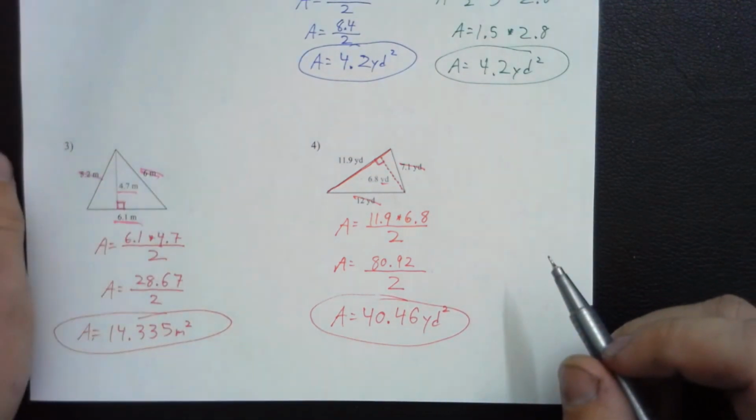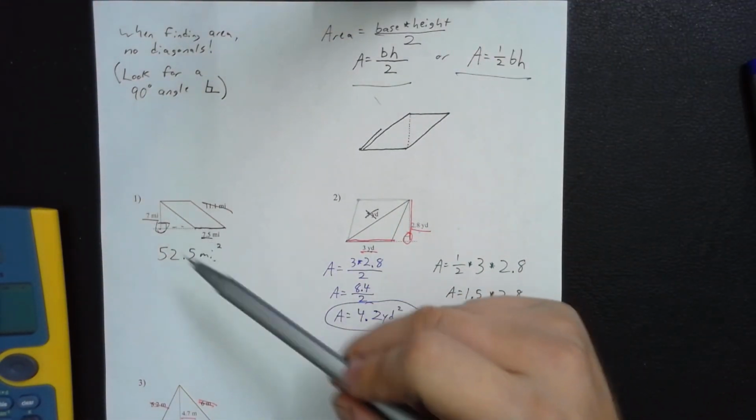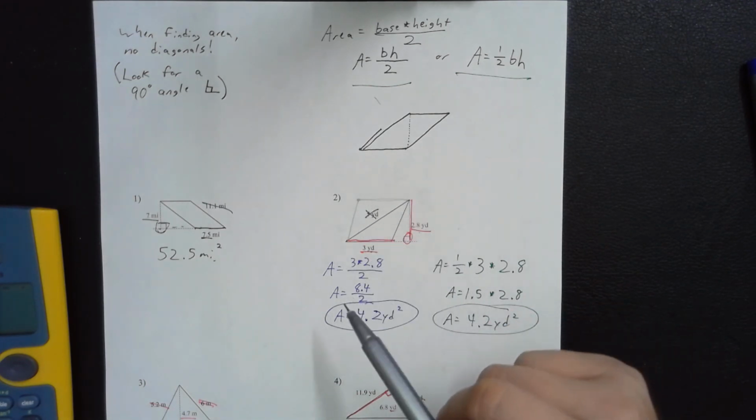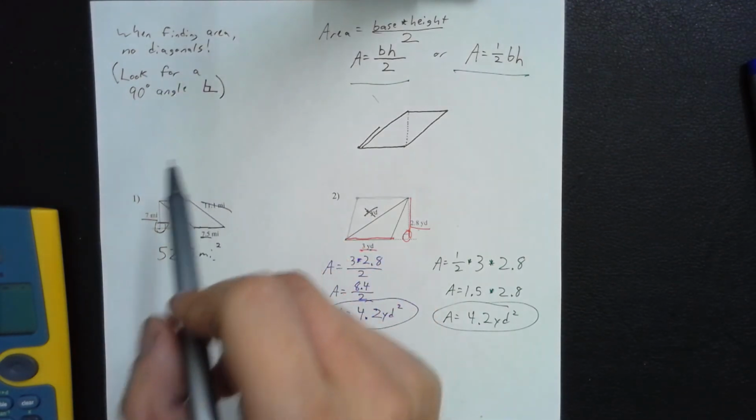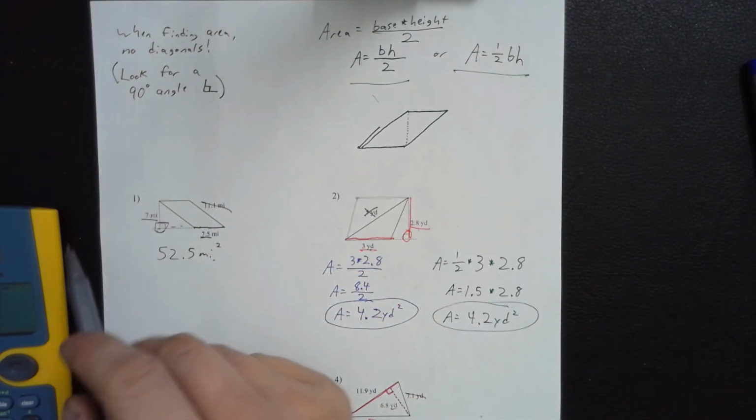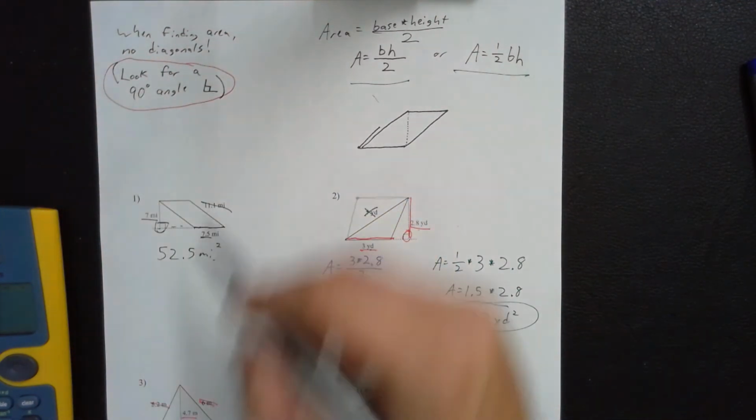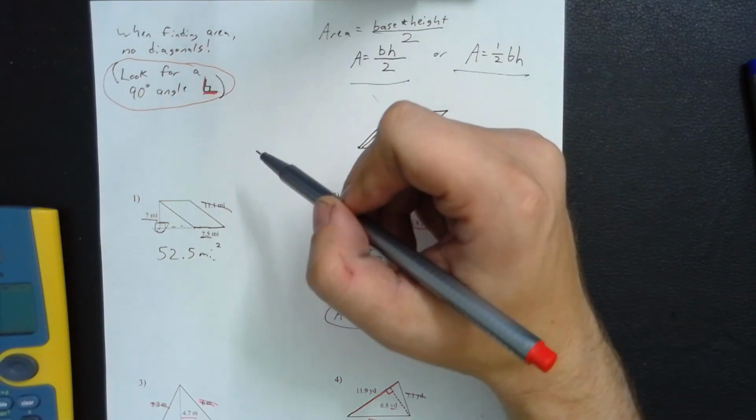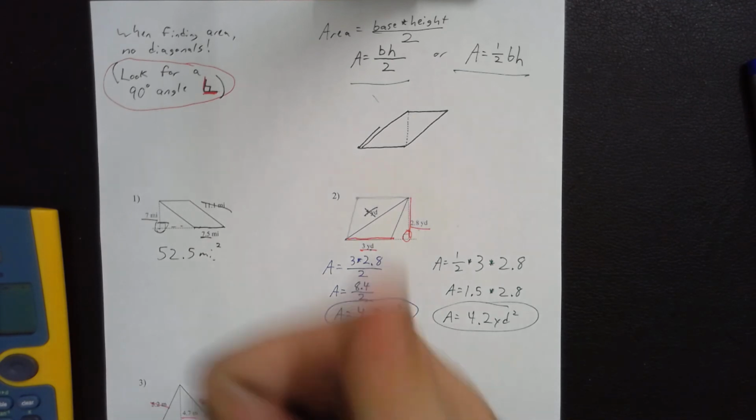And there we go. This is the entire process of finding area of triangles, and a little refresher on finding area of parallelograms. So you need to remember, the big thing for this lesson is do not use diagonals. And if you're having trouble figuring out which line is the diagonal, look for the 90-degree angle. The lines that are attached to that 90-degree angle will be your base and your height. Okay? And that's all. Hope this helps.